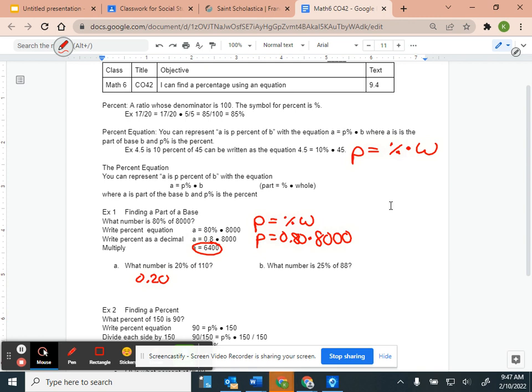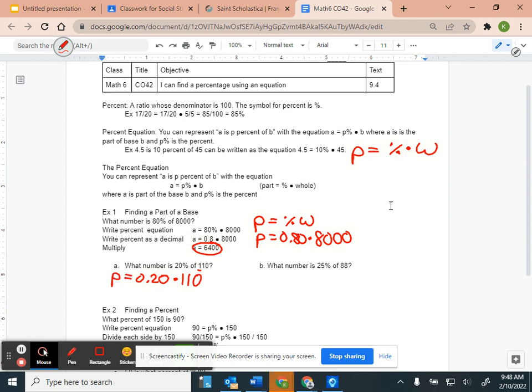So remember, our part, which is what we're looking for, is the number. We know our percentage is 20%. What do we do with that percentage? We multiply it by the whole. What is our whole? 110. So 0.20 times 110.